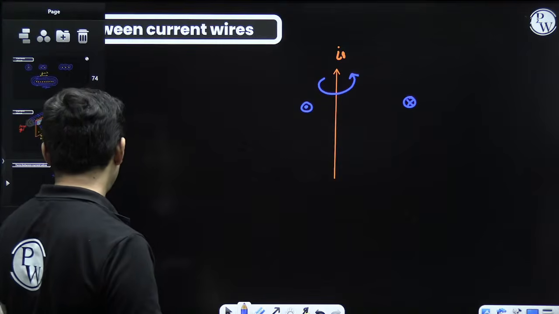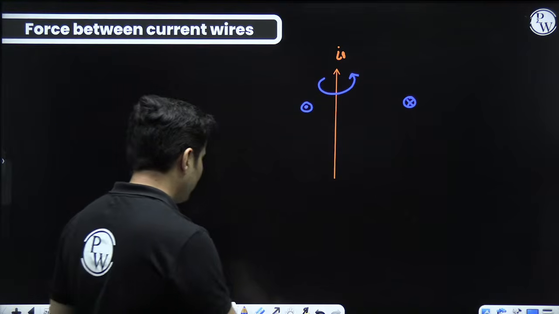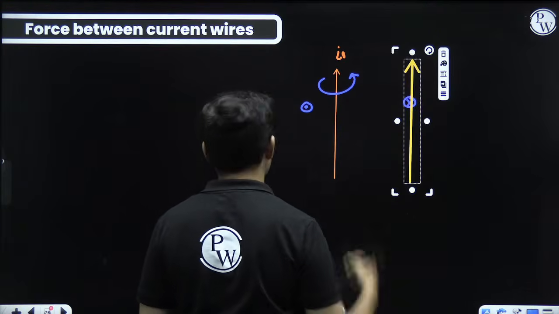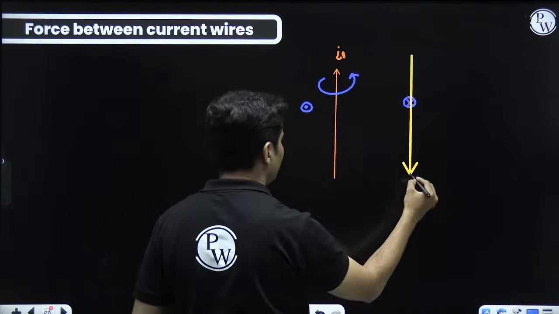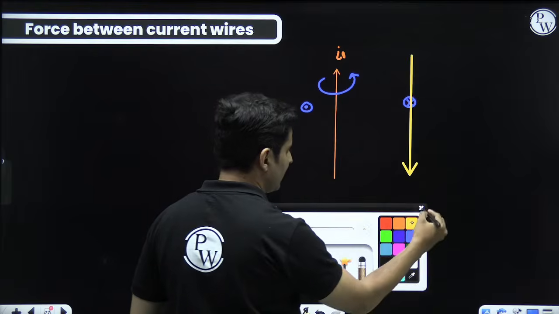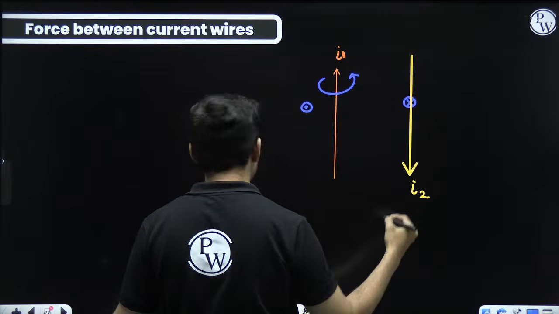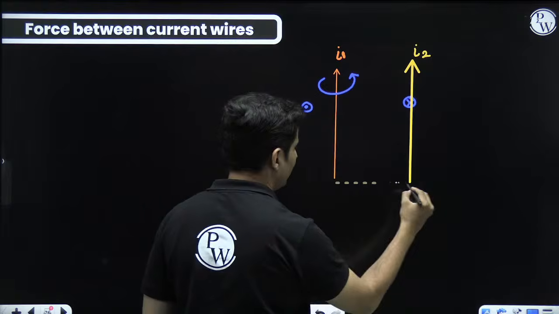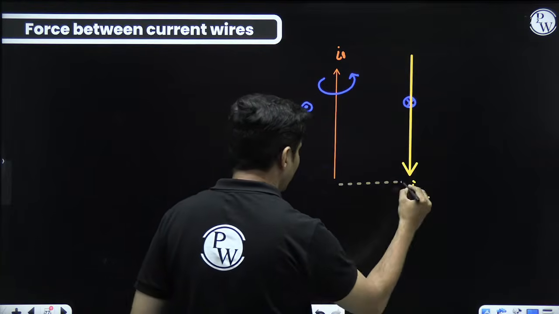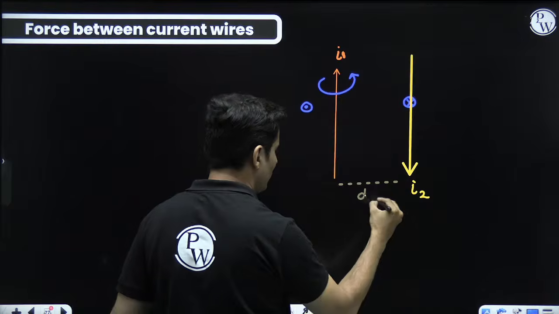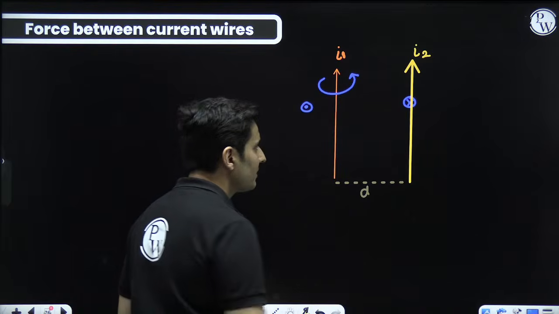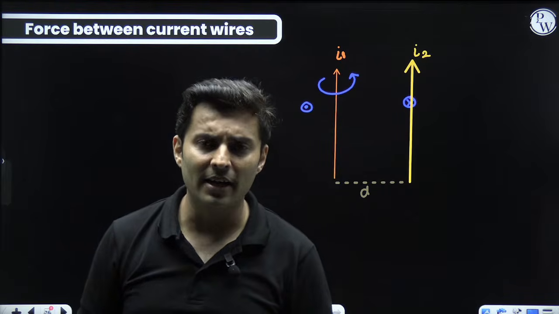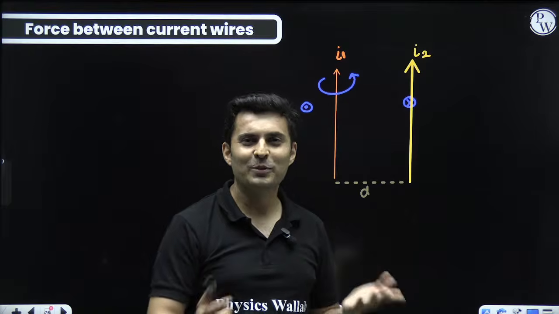Now we place another wire beside it. Let's say that wire is carrying current like this, or maybe carrying current like this. Whatever current the second wire is carrying, I will call it I2. There might be some separation between these 2 wires, and that separation or distance I will just call D. Now we know whenever a magnetic field passes through a current carrying wire, it experiences force, and that's what we are going to do.